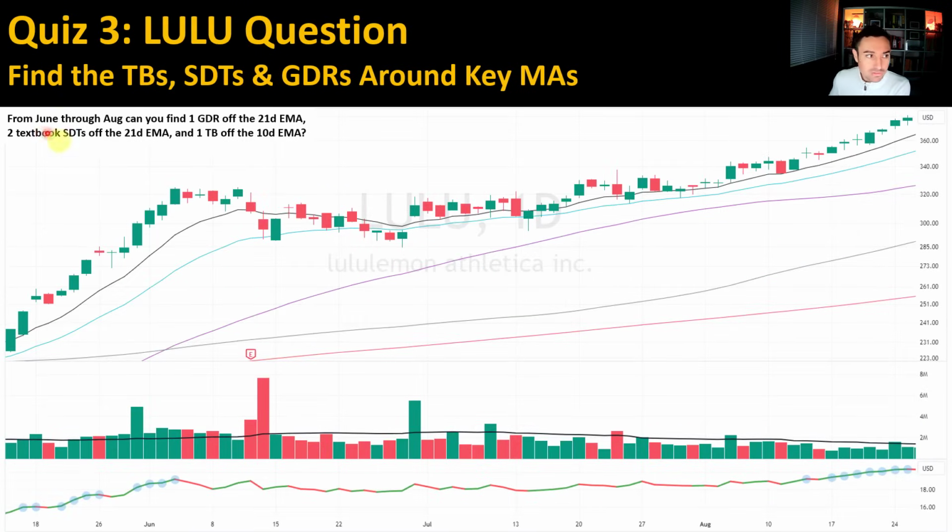So from June through August, can you find one gap down reversal bar off the 21-day EMA, 2 textbook shakeout demand tails off the 21-day EMA, and 1 trigger bar off the 10-day EMA? So pause the video. 3, 2, 1. Here we go. There you go. So this is the one gap down reversal bar off the 21-day EMA. So yeah, gaps down, opens on the low, closes really strong. It's a really good sign. Would have been a little bit wide for an entry there.